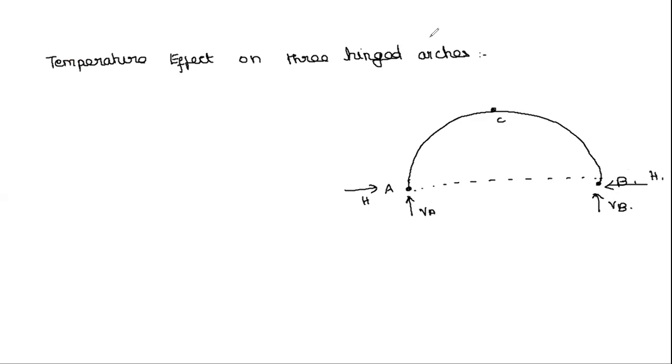So let it be the level. Due to the temperature change, the arch will be reduced in height, or there will be an increase in the rise. Let us consider this. This is the changed shape of the arch, and let it be del L, so del H. This will be the initial height H.